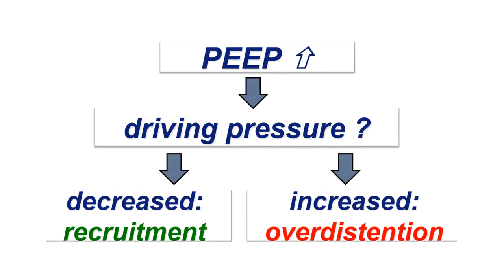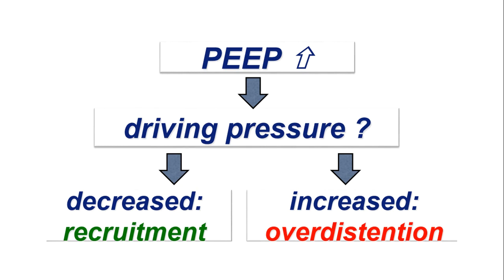So by increasing the PEEP, if the driving pressure is decreased, that means the compliance is improved, right? So the plateau pressures have come down, so the driving pressure has decreased. That means there is more recruitment, more space for the air to relocate to different parts of the lung, so better lung mechanics. On the other hand, if PEEP is increasing and the driving pressure is increasing.